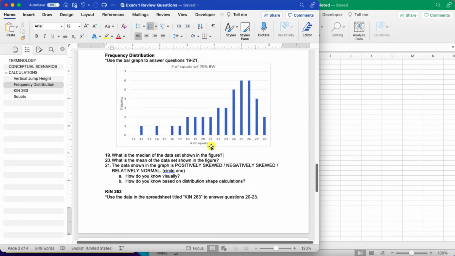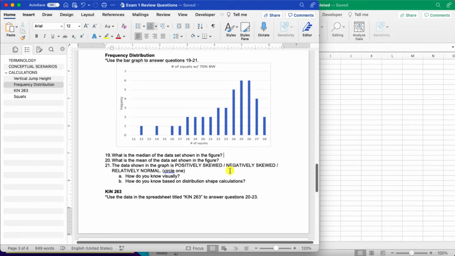For the next section, I've given you guys a frequency distribution showing the frequencies of squats that people were able to do with 70% of their body weight. So the number of squats are indicated on the x-axis with the frequencies noted on the y-axis. Question 19 is asking us to find the median of the data set shown in the figure.